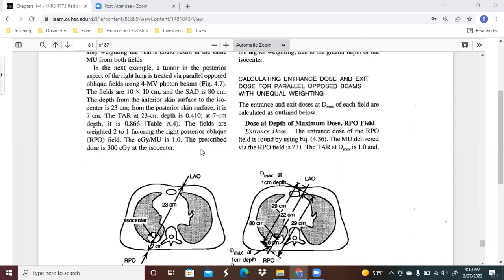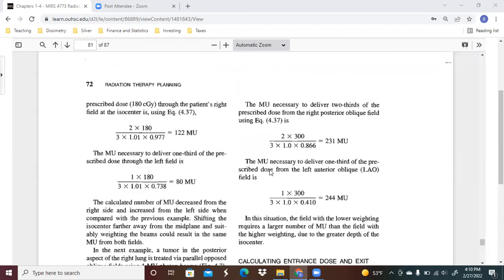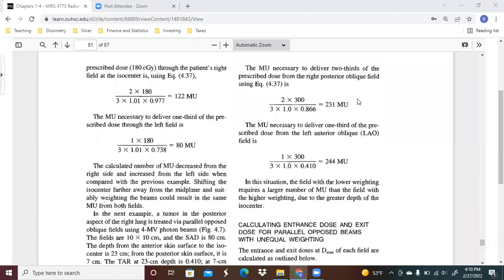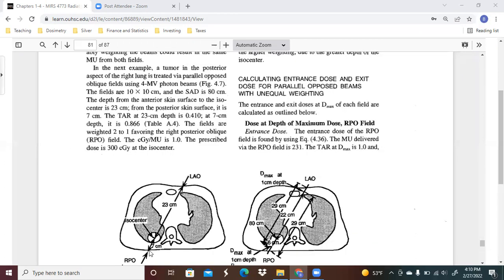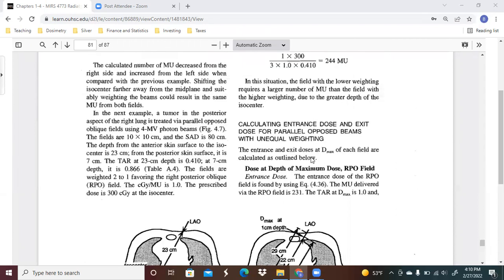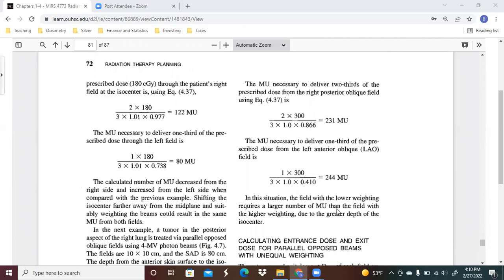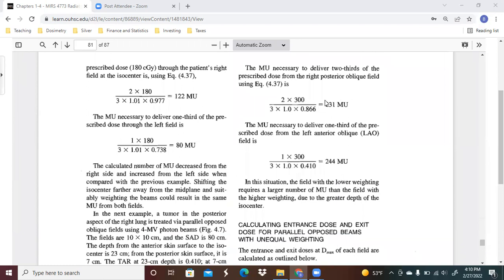The fields are weighted 2 to 1, favoring the right posterior oblique. This one. The centigray per monitor unit is 1. The prescribed dose is 300 centigray at the isocenter. So we go through the calculations here to figure out the weighting is going to be 2/3 towards this field, 1/3 for this one. They go through the computations here, and they figure out you've got 231 here, you've got 244 here.